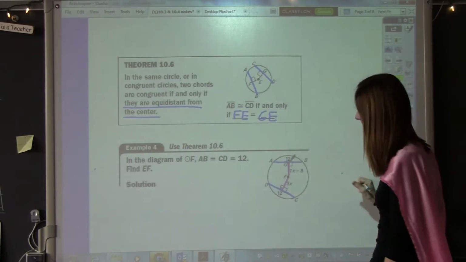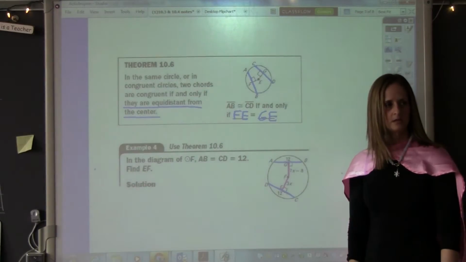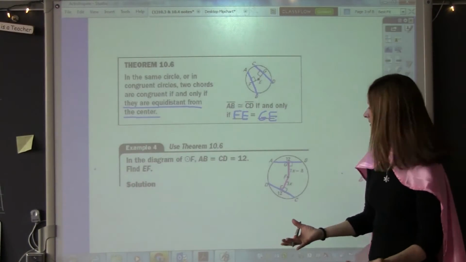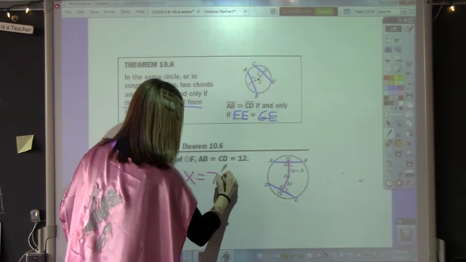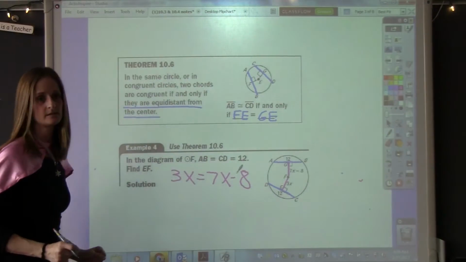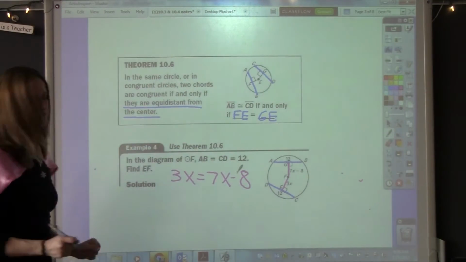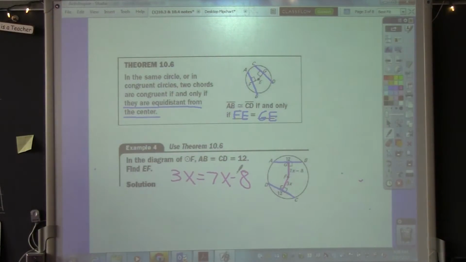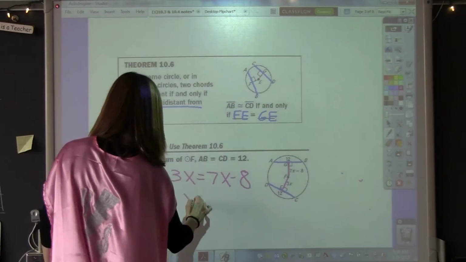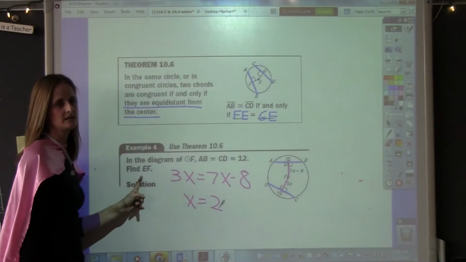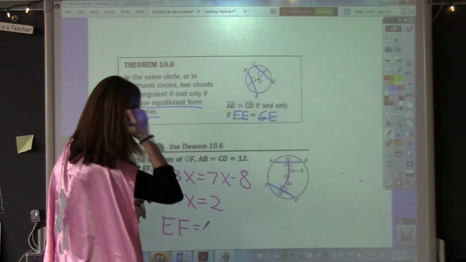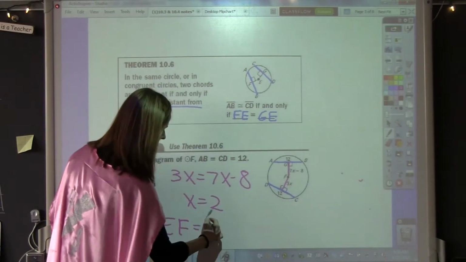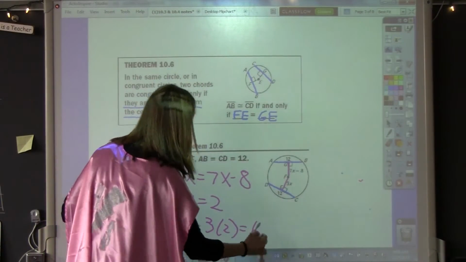How do we represent things are the same in an equation? 3x equals 7x minus 8. Okay, solve for x. It's 6. Or well, x is 2. That's what I got too. Okay, so if x is 2, they're asking us to find EF. So the length of EF is going to be 3 times 2, 6. Any questions?